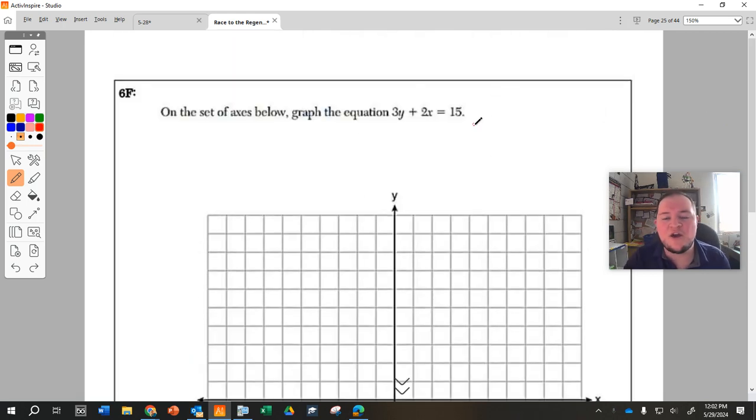So on the set of axes below, graph the equation. For you to graph any equation, what letter needs to be by itself? What variable to graph it? Y. You need y equals. I look at my equation and I say, well, darn it, it's not. So we have some cleaning up to do.